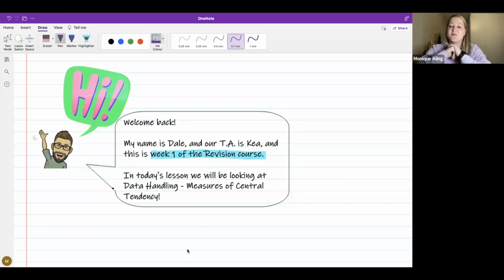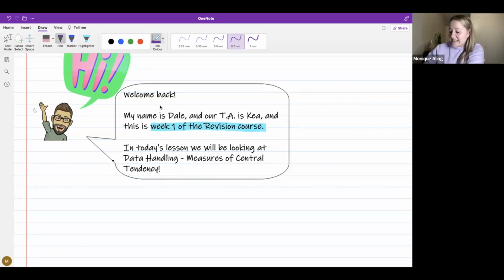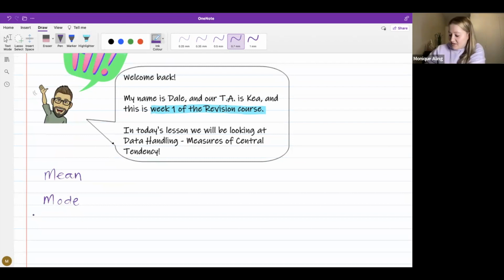What are the 3 M's that we always work out or have to calculate? Mean, good one. Median and mode. I'm seeing them come through. Nice, well done. Okay, so our measures of central tendency are our mean, mode, and median. And I think everyone loves this topic.